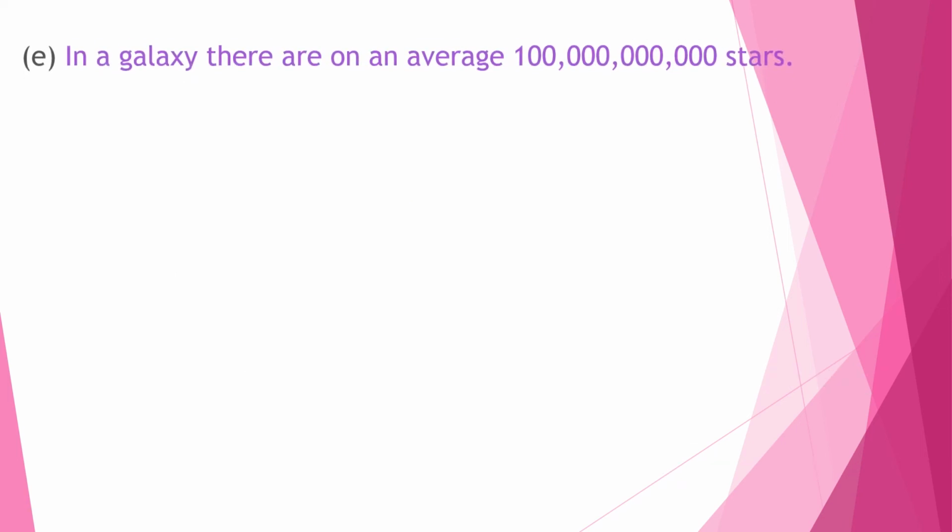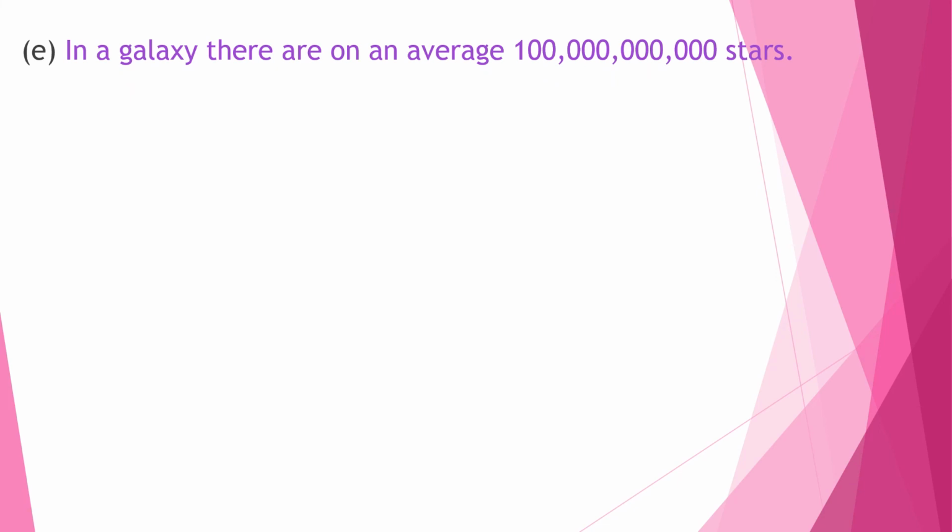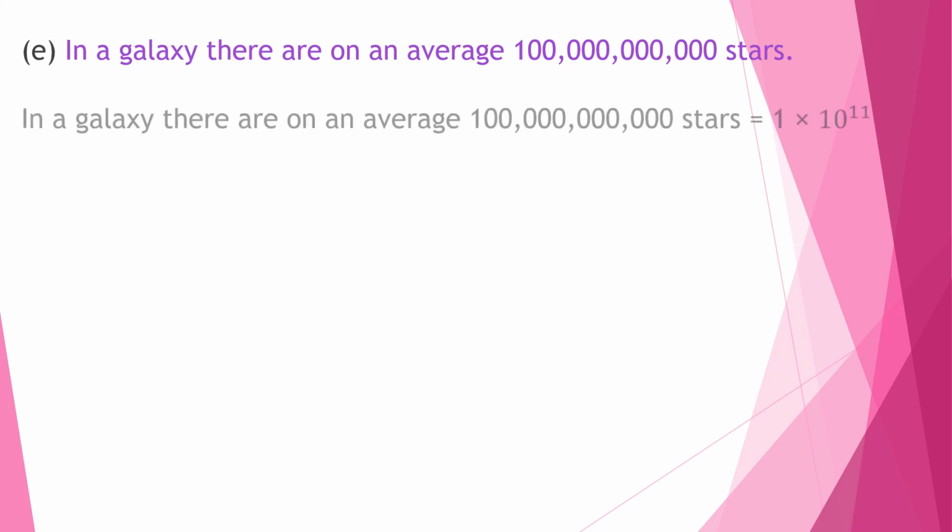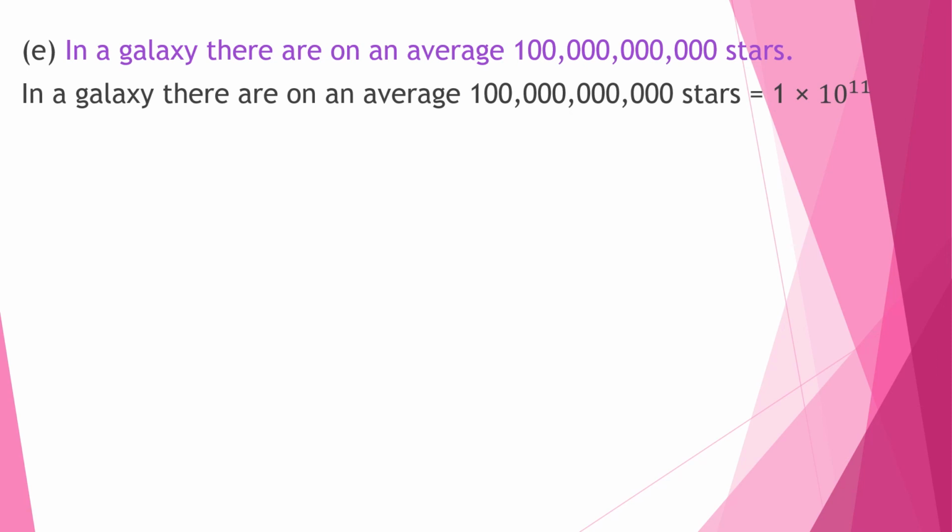Now fourth question E. In a galaxy there are on an average this much stars. We can write it in the standard form. So after the first digit we can put a decimal point. Here after the first digit all are zeros, so we can simply write 1 multiplied by 10 raised to. Count the number of digits after the first digit. There are 11 digits. So the standard form is 1 multiplied by 10 raised to 11.